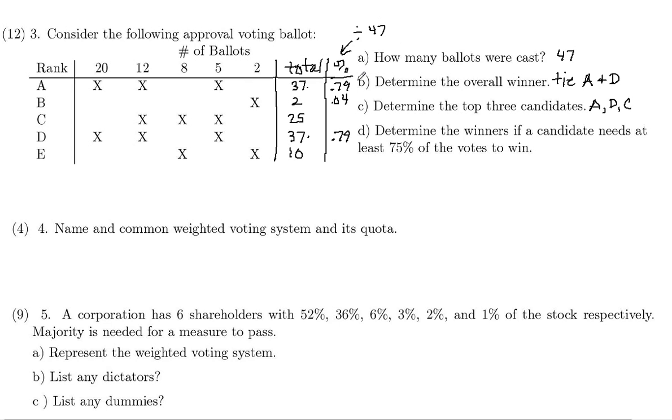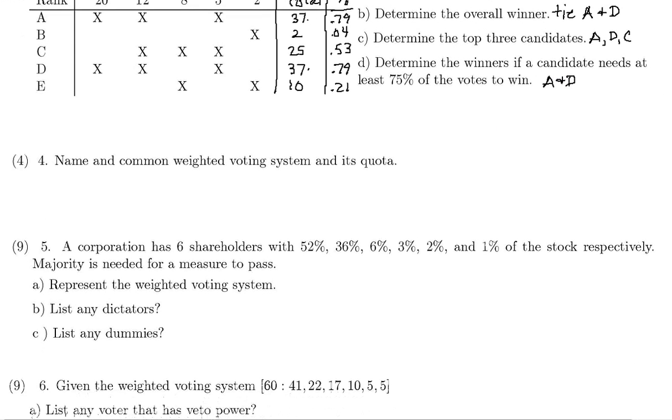I don't think that's going to be enough either. 53. And then 10 is not going to be enough. 10 divided by 47. Yeah, they got 21%. So if you need at least 75%, that's the 2 79s, which were the A and D. So this is A and D. Okay, so that's approval voting.